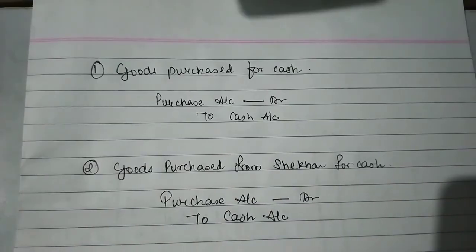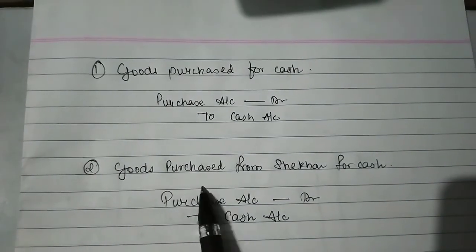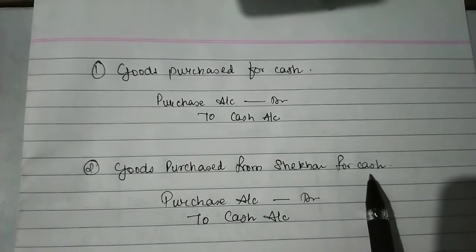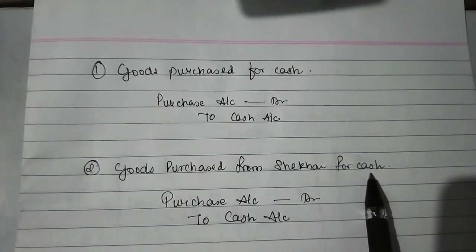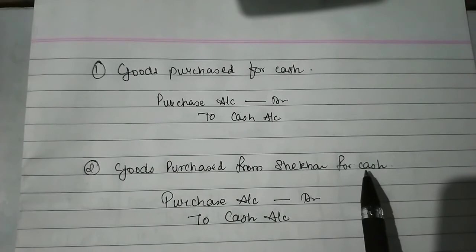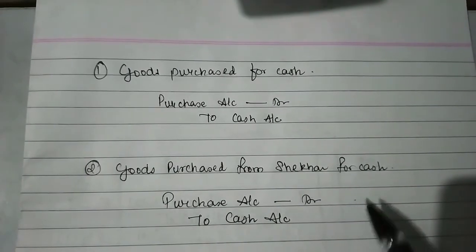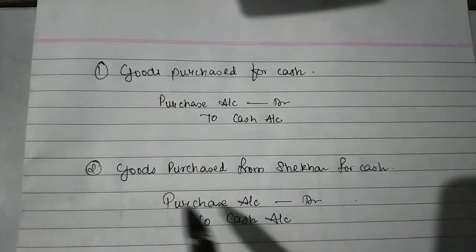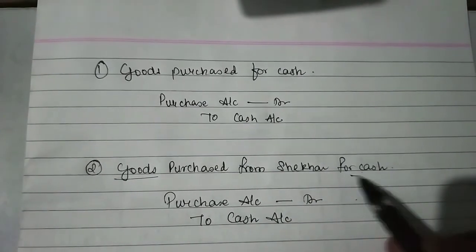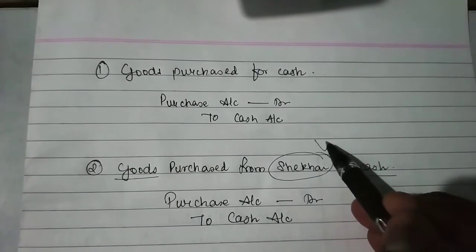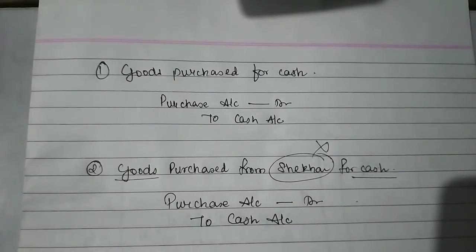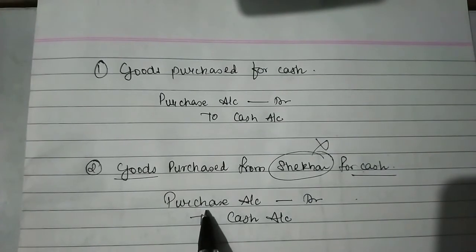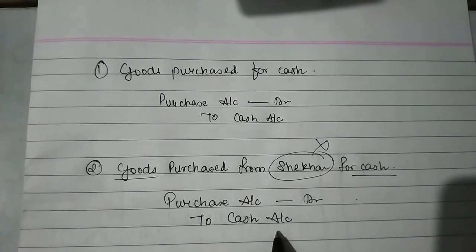In our second example, I have taken goods purchased from Shekhar for cash. So as per our rule, I have to search for cash or bank in the transaction. I can see that there is cash over here. So again, the main aspects of this transaction are goods and cash. Shekhar is of no importance over here. So again my entry will be purchase account debit to cash account.